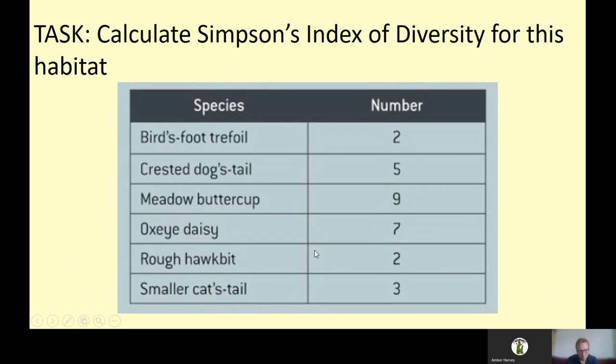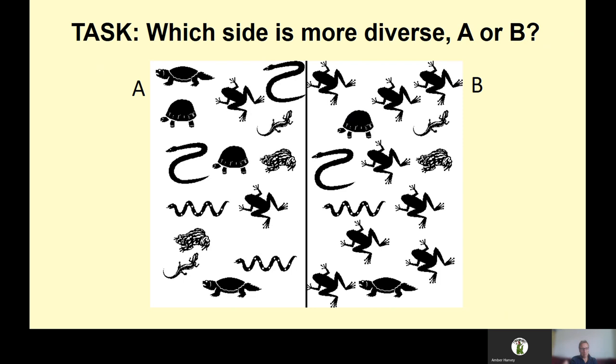So this is your task to do. I would suggest that if you're watching this on video, you stop the video in a moment and do your calculations for this. Amber, I'm not going to ask you to do it now. I'm going to suggest you do the same in a minute as well. But we've got six different species here, and we've got a variety of numbers of them. Also to think about is, if we just look at an area, or a collection of organisms, can we get an idea for which is more diverse just from looking at them? Which one do you think here is more diverse? Write down which one you think.